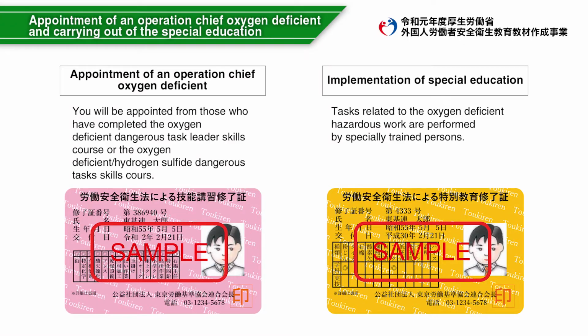When working in a location where there is a risk of oxygen deficiencies, an employer must appoint an operation chief for oxygen-deficient hazardous work to prevent the risk of oxygen deficiencies from occurring. Tasks related to the oxygen-deficient hazardous work are performed by specially trained persons.